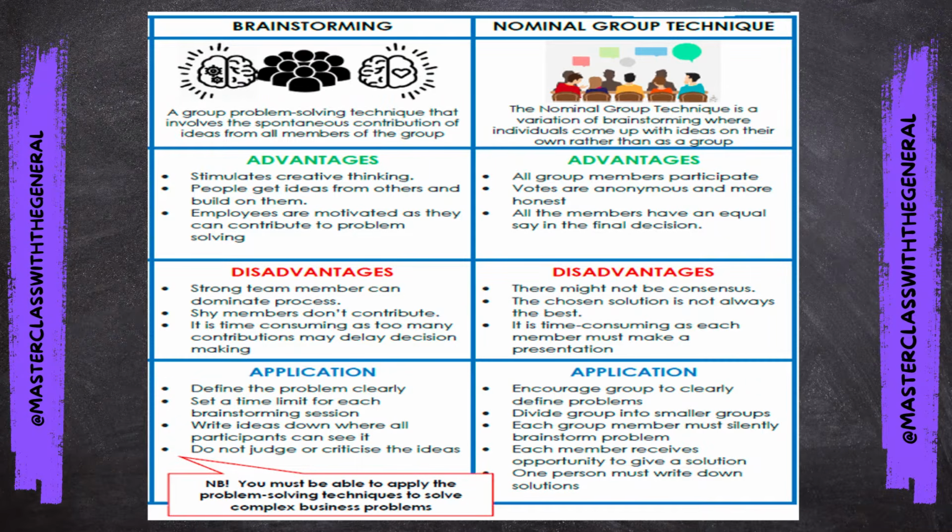Let's look at advantages of the nominal group technique. All group members participate. Why? Because now we are in a smaller group. No one is going to hide. If we're in a big group, people can easily hide behind others. Others will not contribute because they are just waiting for the talkative ones to do all the talking. But in nominal group technique, you are exposed. You are in a small group and you have your turn to also say something. You know your turn is coming. So this forces all members of the group to participate.